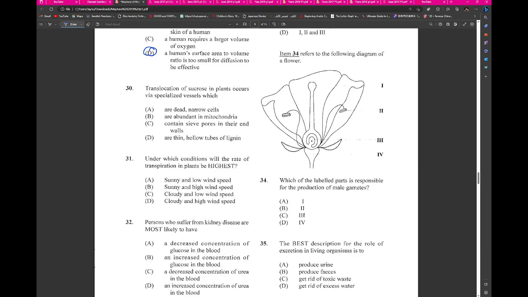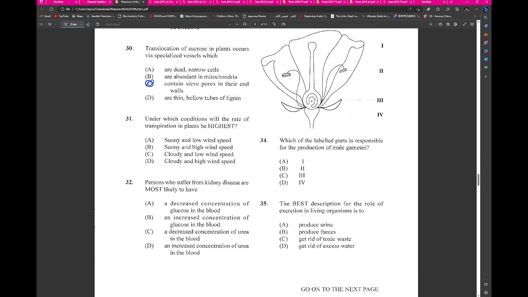Simple diffusion. Translocation of sucrose in plants occurs via specialized vessels, right? Of sucrose. So sucrose goes through the phloem. They have sieve plates at the end of their walls. 31. Under which conditions will the rate of transpiration be high? Right? Hot, sunny with high wind speed.